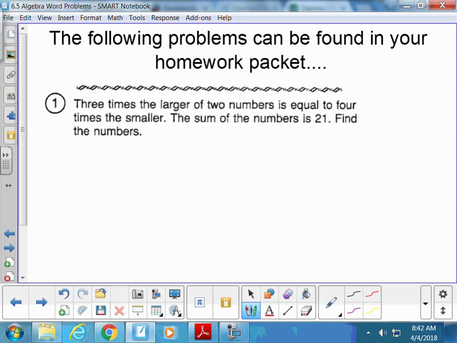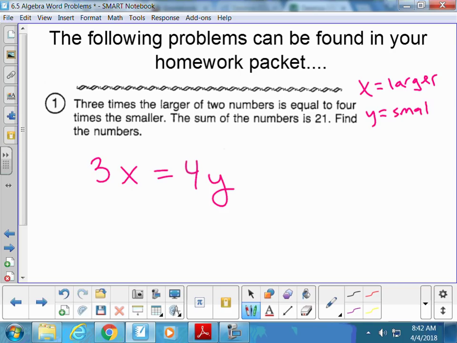Number 1, 3 times the larger of two numbers is equal to 4 times the smaller. So let's stop right there. That's enough information to come up with an equation. 3 times the larger of two numbers is equal to 4 times the smaller. So I'm going to have my two unknown variables be x and y. I'm basically going to have x be my larger and y be my smaller. I like to make note of that just in case they mention larger and smaller later on in the problem.